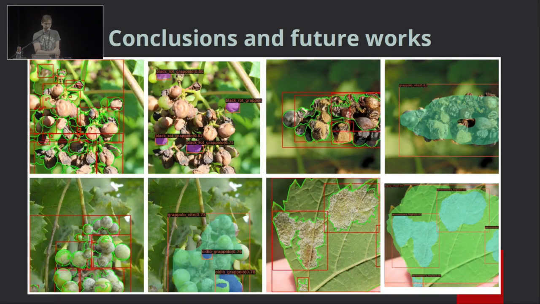So here we can see some examples: on the left the ground truth, and on the right the classification and segmentation from the models.